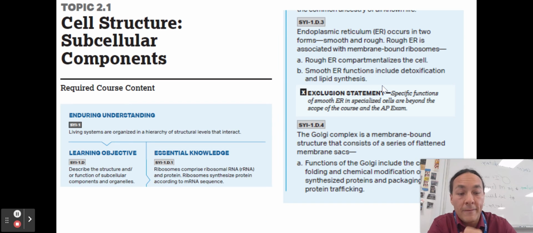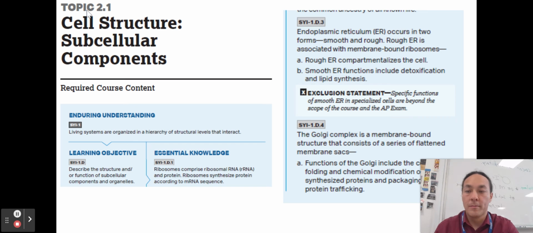Here we go. I find it useful to look at the curriculum, look at what the College Board is telling us as teachers we need to teach, what you need to know as students, and there are learning objectives and essential knowledge pieces, right? If you can really describe them, then you're doing well in the course. Plus, these are cool. They have some illustrative examples that your teacher might go over in class.